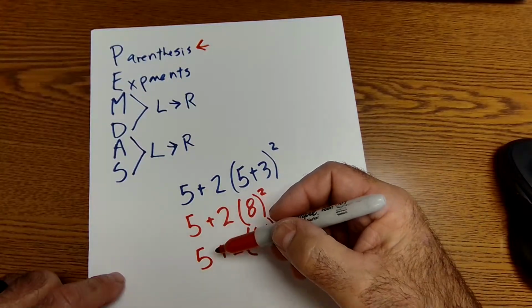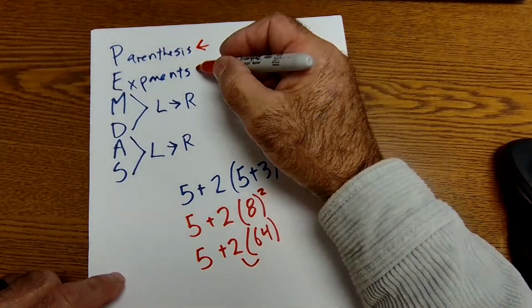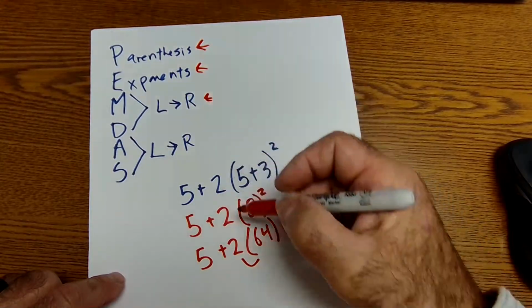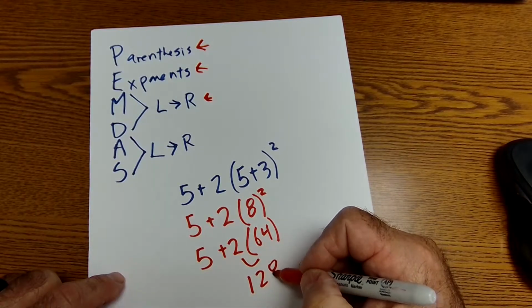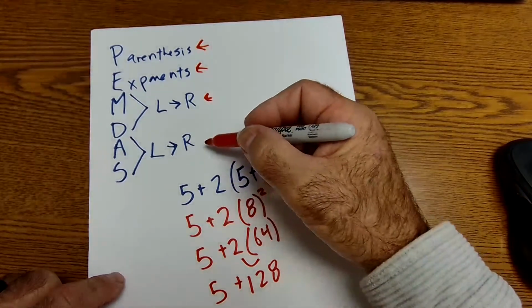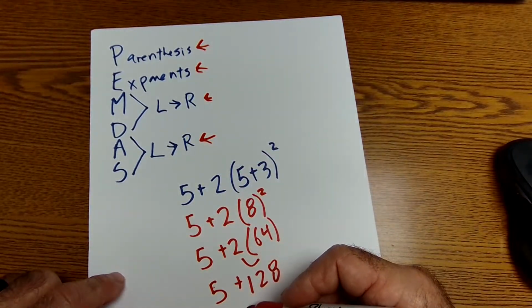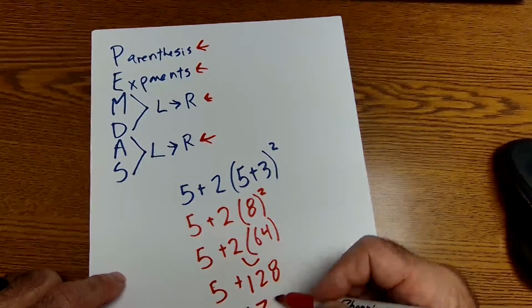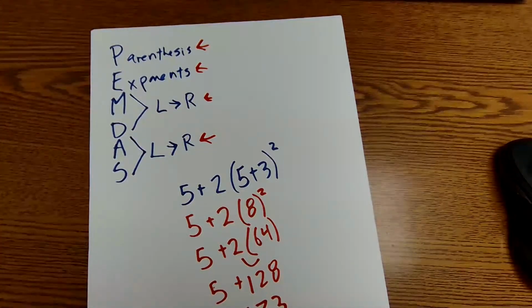Next, I do my multiplication or division left to right. So that's going to be this. So then 2 times 64 is 128 plus 5. And then now I finally do my addition, subtraction from left to right. 5 plus 128 is 133. And that's my final answer right there.